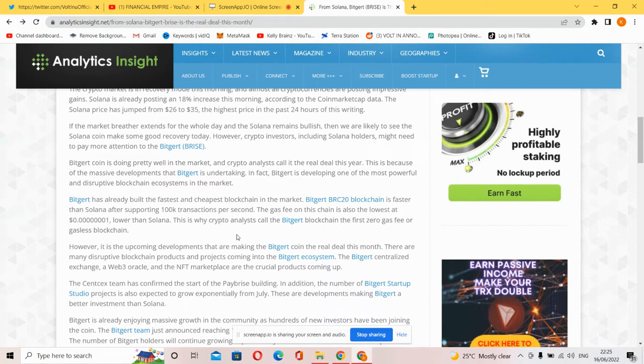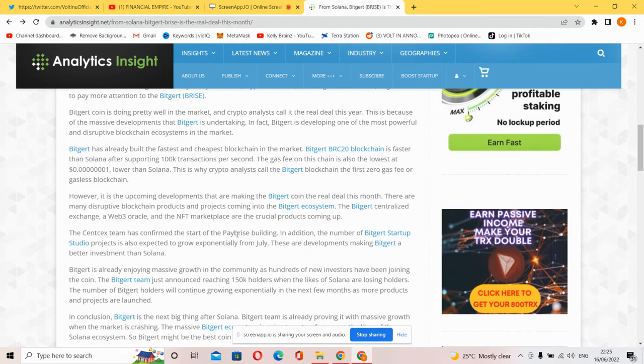Bitgert BRC20 blockchain is faster than Solana, supporting 100k transactions per second. The gas fee on this chain is also the lowest at $0.00001, lower than Solana. This is why crypto analysts call the Bitgert blockchain the first zero gas fee or gasless blockchain. However, it is the upcoming developments that are making the Bitgert coin the real deal this month.